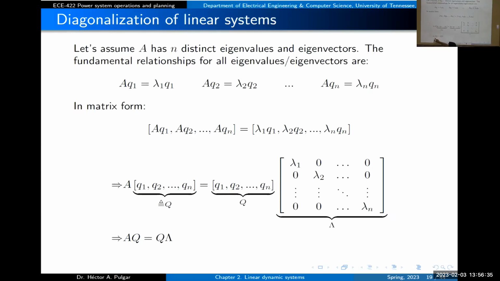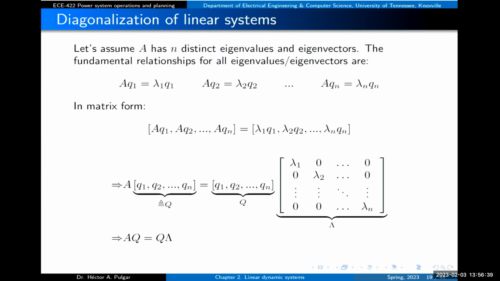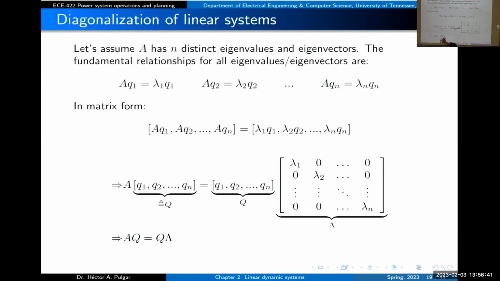So on this side, we have A equal to Q capital lambda Q inverse. So we established the expression for the matrix A: A will be Q lambda Q inverse. The same thing can be done from the left. We multiply by Q inverse.